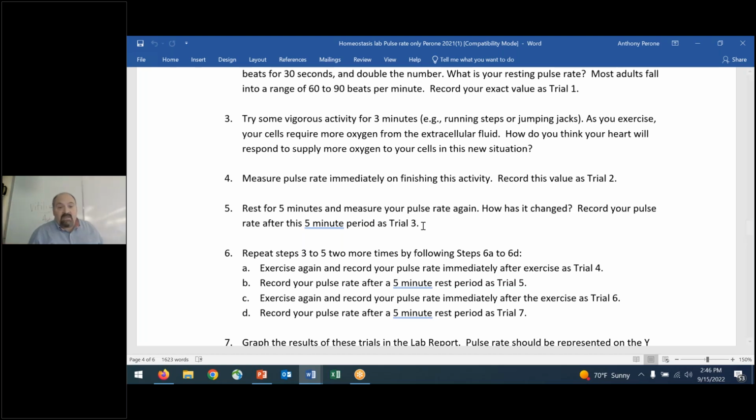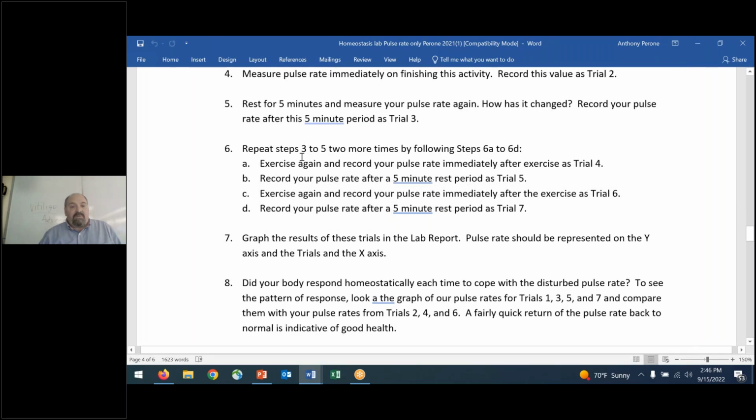That's 3. Now you're going to see here to repeat steps 3 through 5 two more times by following step 6. So you're going to follow what goes on here for trials 4, 5, 6, and 7. Okay, and so you'll have 7 total. Then once you're done exercising, you're going to switch with the other person. They're going to do it, and they can do whatever they like. If you're having some issues, you just want to take a walk up and down the hallway, absolutely fine. 3 minutes. So follow the directions here.